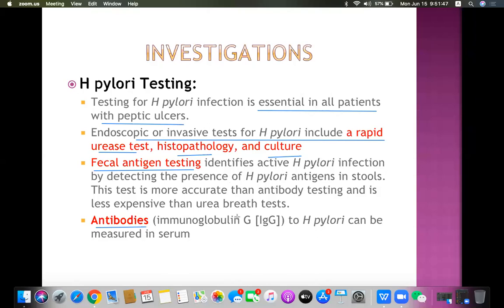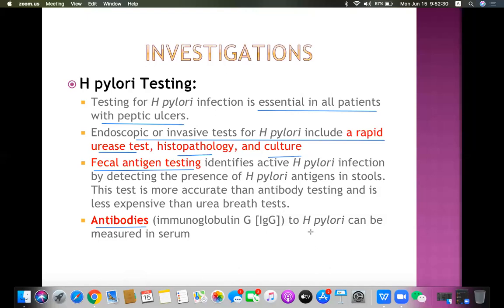Among them, these days, the fecal antigen test is considered the most accurate and most commonly done. With the fecal antigen test, the antigen of this particular bacteria can be analyzed in the fecal matter and it will give us the diagnosis. Now, rapid urease test is another one because urease is the enzyme which is secreted by that particular bacteria. So we can utilize this principle. Even urea breath test can be done. Now, histopathology is done with the help of endoscopy, and culture can also be done with the help of an endoscopic sample.